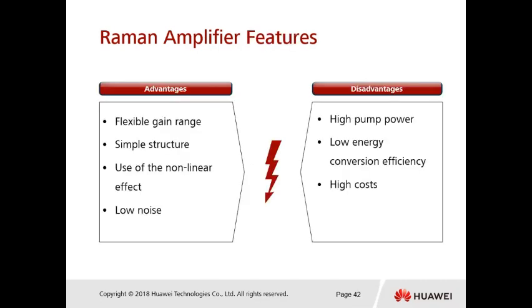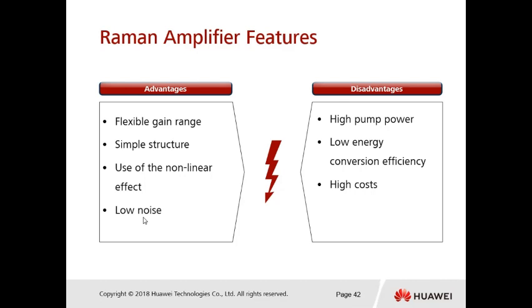So the features of our Raman amplifier: you can see the advantage is a flexible gain range. We can change the pumping laser to change the gain range, right? And a simple structure. We don't need a special fiber, like erbium-doped fiber. We just need a normal fiber, G.652, right? And it uses the nonlinear effect. The noise is very low. Surely, the Raman amplifier has lower noise than EDFA. EDFA has very high noise, right?